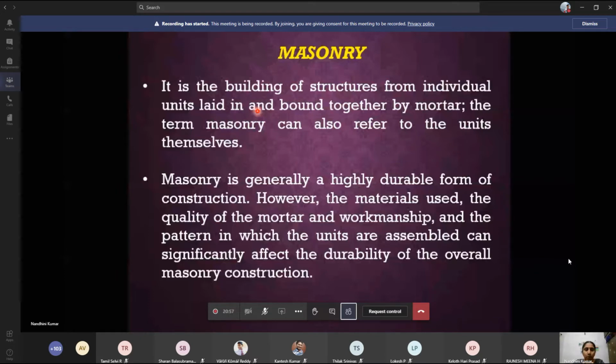For example, yesterday I told you about beach sand, which has wetness or moisture to hold it back. The term masonry can also refer to the units themselves. Masonry is generally a highly durable form of construction. The durability depends upon the quality of the mortar, workmanship, the pattern in which you are assembling your units, and all these parameters.